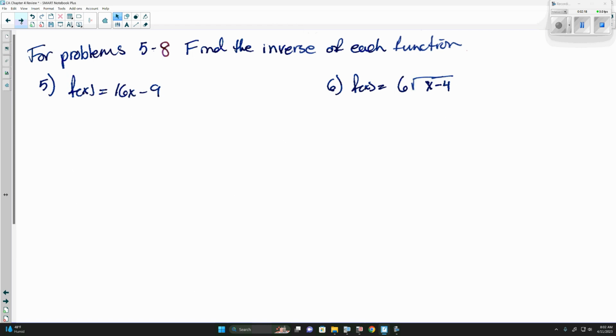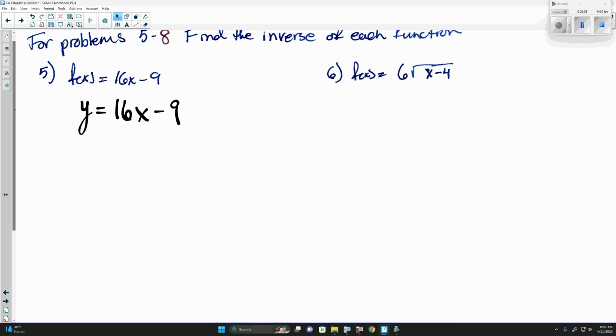5 through 8, find the inverse of each function. When we find the inverse, there are several steps. The first is we replace f of x with y. Now, if they already have the function as y equals, we don't need to do this step. Our next step is to switch x and y.